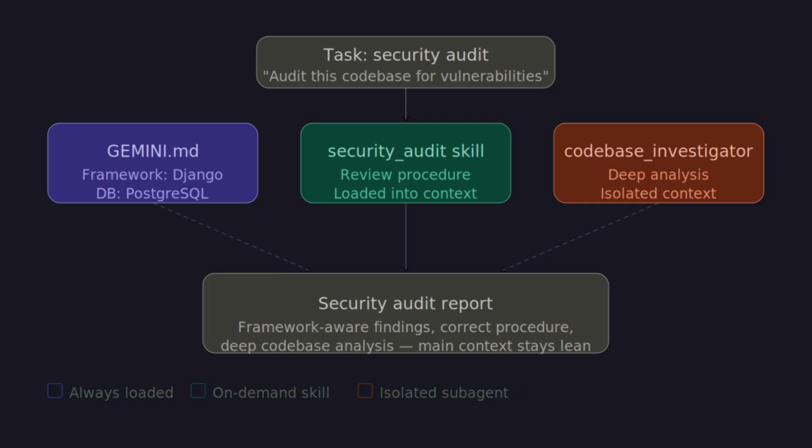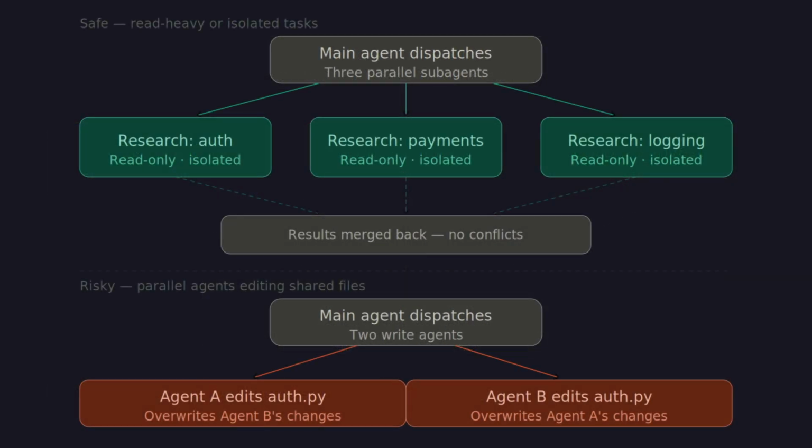One more capability worth knowing: Gemini CLI supports parallel subagents, dispatching multiple subagents simultaneously for different aspects of a task. If you need to research several topics at once or apply a specialist to each package in a monorepo, you can ask Gemini to run them in parallel. One caution: parallel subagents doing heavy code edits can conflict with each other. Parallel execution is best suited to read heavy or isolated tasks.